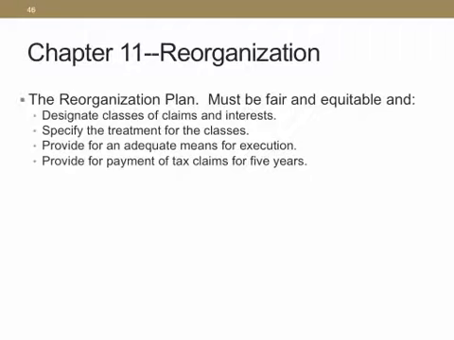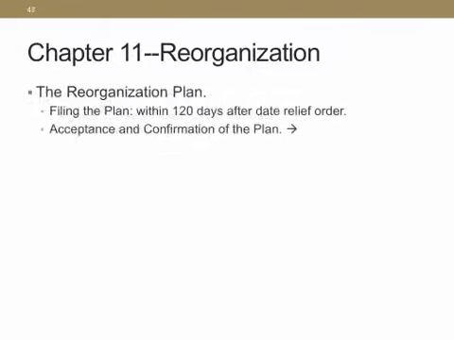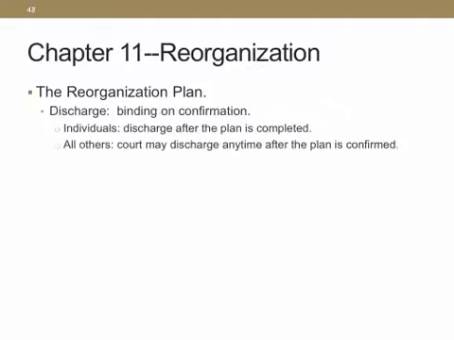Generally, it needs to be fair and equitable, identify classes, be able to be carried out reasonably, adequate means for execution, payment of tax claims for 5 years. So this reorganization plan is filed within 120 days after the date of the relief order. It's accepted, it's confirmed. The discharge is binding on confirmation.